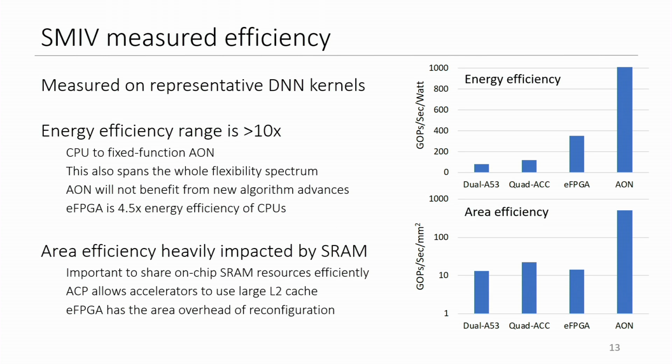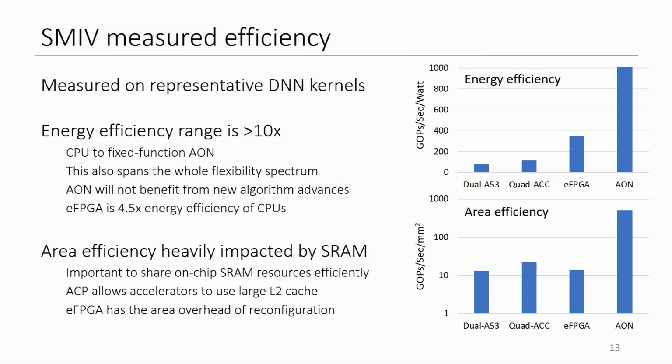One thing we measured quite early on, which I wanted to share here, was we're really interested in comparing the 4 compute mechanisms we have on this chip. So the measurements shown here are for sort of representative DNN kernels. And we wanted to look at energy efficiency and area efficiency. So these are for CPU and the quad Datapath accelerators and the embedded FPGA and the fixed function always-on accelerator.